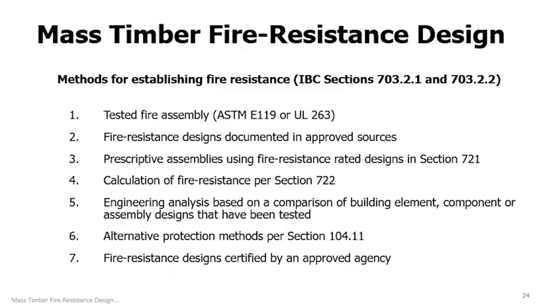The code recognizes 7 methods for establishing fire resistance. Any of these 7 methods can be applied to any construction type wherever the fire resistance ratings are required. They are all based on the same standardized fire exposure, and that's as specified in ASTM E119.